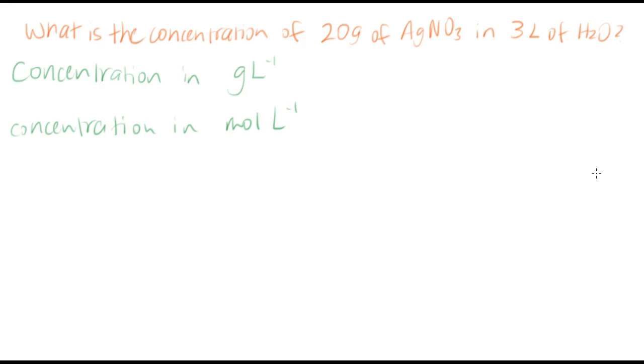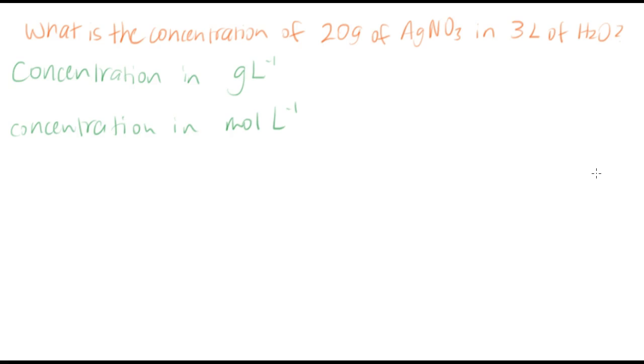In order to go forward and do some more complex stoichiometry, we need to have a look at the basics of concentration and how we actually express it in chemistry. So let's have a look at this question. What's the concentration of 20 grams of silver nitrate in 3 liters of water?